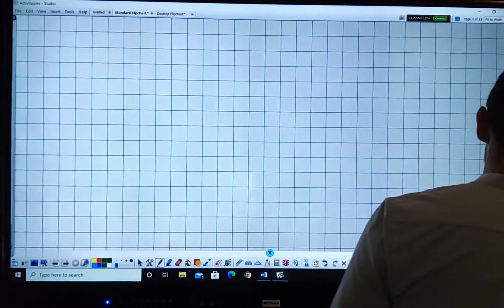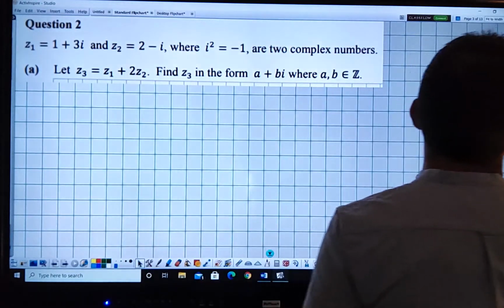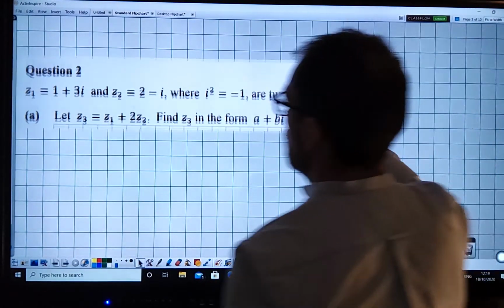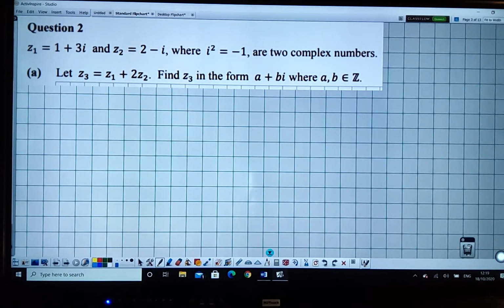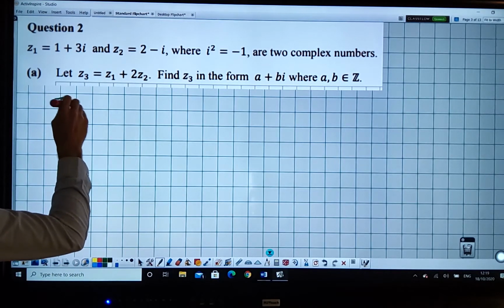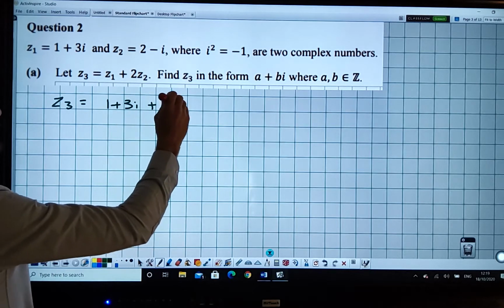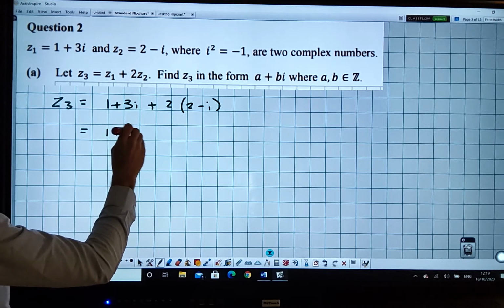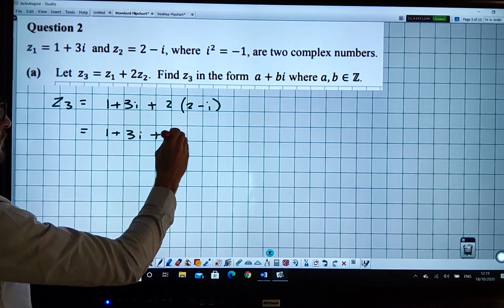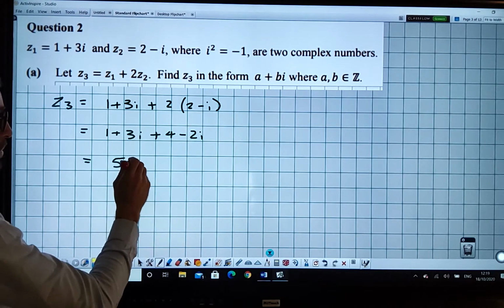Again, just find this about here. Now, z1 is equal to 1 plus 3i, and z2 is 2 minus i. So z3 is z1 plus 2z2. z1, 1 plus 3i, plus 2 times 2 minus i. So that's 1 plus 3i, plus 4 minus 2i. 1 plus 4 is 5. 3i minus 2i is i.